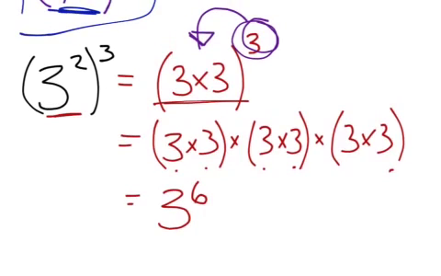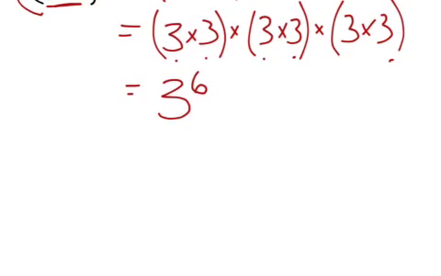So in case you ever forget it, just write out the expanded form and you can figure out that when you have a question like this, to simplify it, you actually multiply those exponents. A common mistake is to add them when you really should be multiplying.